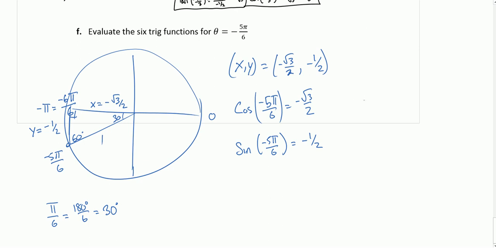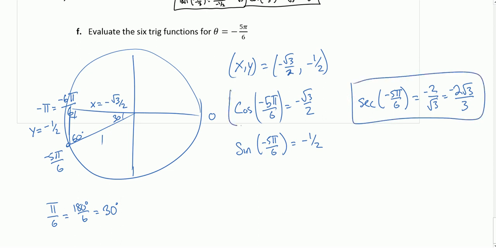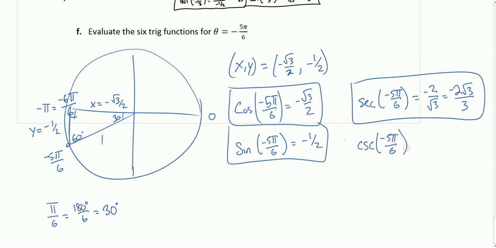The inverse of cosine is secant. So we flip over, not the inverse, but the reciprocal function. So we flip over the negative root 3 over 2 and get negative 2 over root 3. Multiply top and bottom by root 3 and you get negative 2 root 3 over 3. The reciprocal of sine is the cosecant. And the reciprocal of negative 1/2 is negative 2.